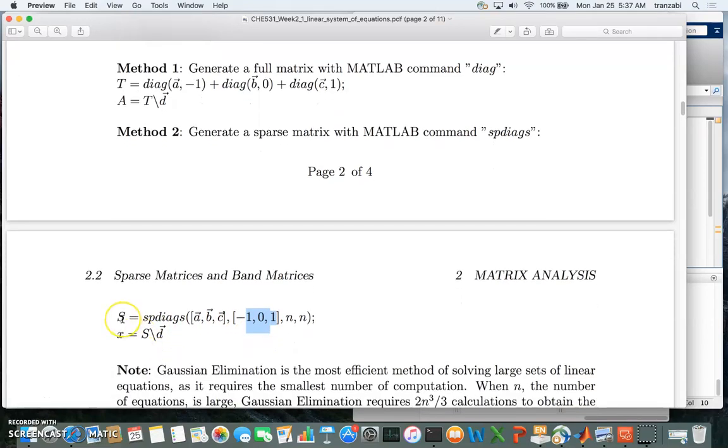Okay, so after we have S, then we can do S backslash D. So we're going to solve the system. So you see now, this time I create my matrix with just one function. Here it was basically 3 functions that I add up.